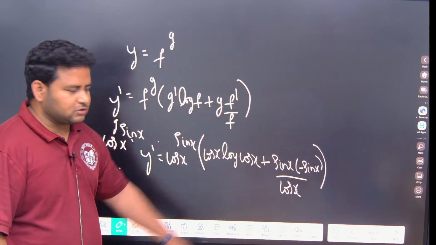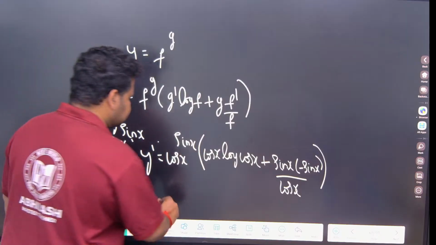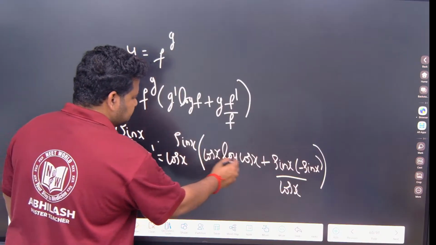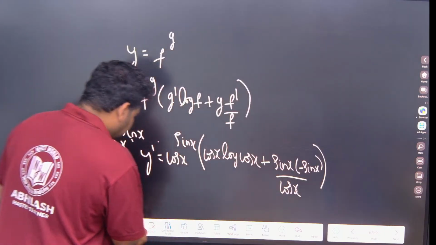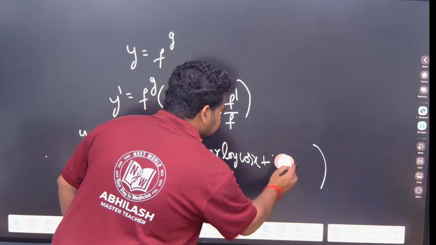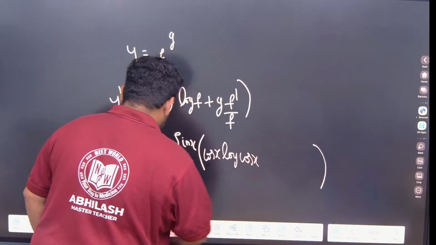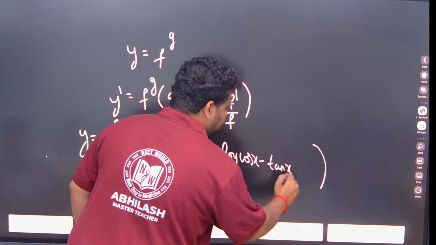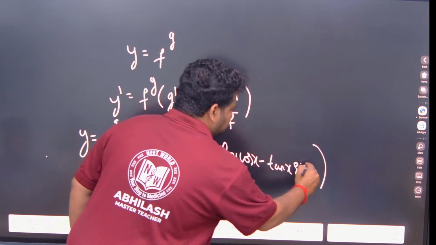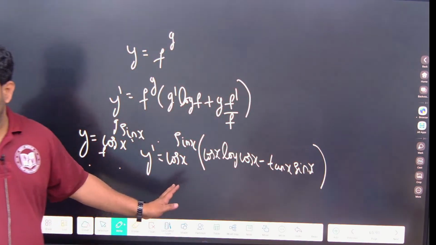So sin x by cos x I can write as tan x. So this answer will be cos x to the power of sin x, and sin x into minus sin x I can write as minus sin square x by cos x, or I can write this as minus tan x into sin x, that's all. You can write it in one step.